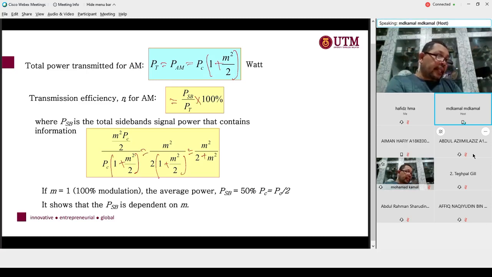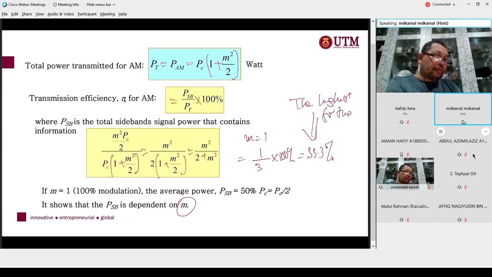So the percentage of your efficiency depends on the value of your M here. The highest efficiency you can reach is when M is equal to 1. So you have 1 over 3, multiplied by 100%, so you have 33.3%. This is the highest efficiency for the AM signal.